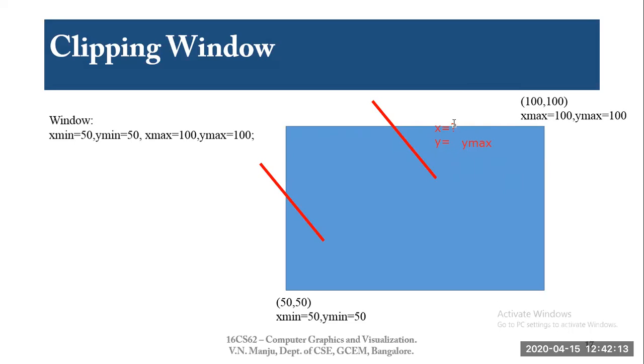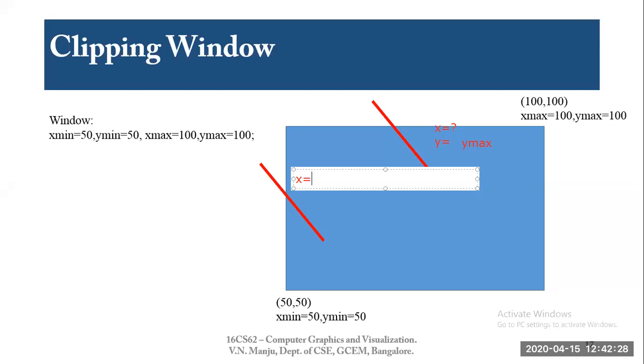So I should find the intersection point of x, I should know. For this point, can anybody tell me what is the intersection point I should find? I should find the intersection point of, what is the value of x?